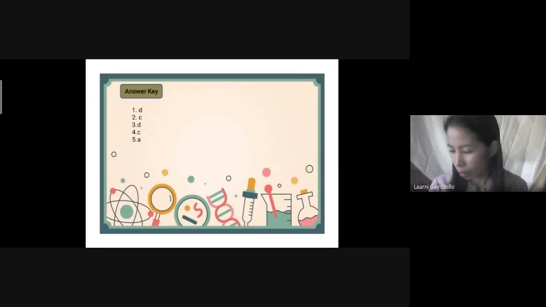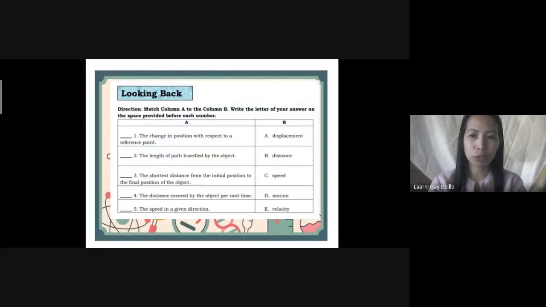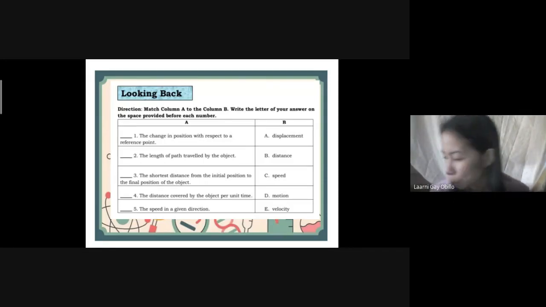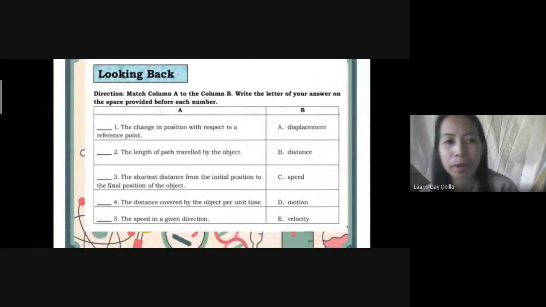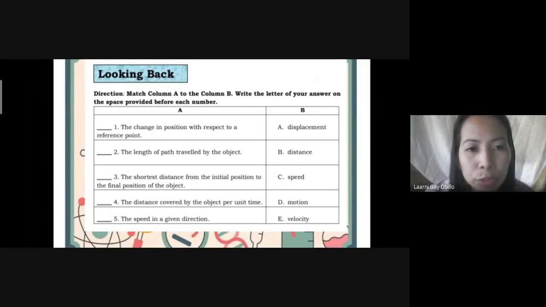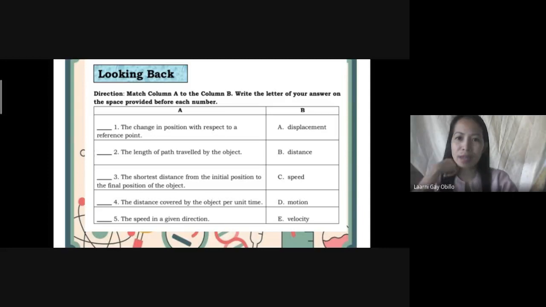Check. Now let's proceed with our looking back. This is our review. It's okay even if it's not perfect. Thank you for sending your scores. For our looking back, you are going to match column A to column B. Write the letter of your answer on the space provided before each number. Since there are exactly five of you, let's answer.